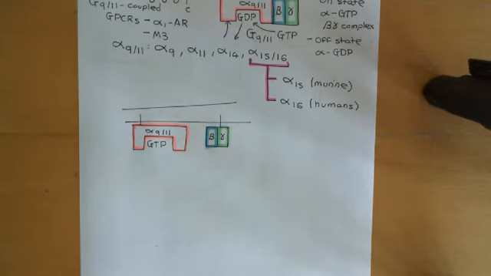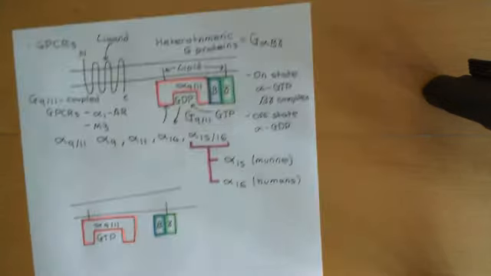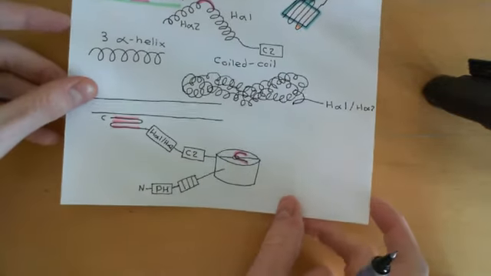So we've now got this activated alpha Q/11 subunit with GTP bound. What can it now do? Well, it can go and activate phospholipase C beta family enzymes. Basically, it activates phospholipase C beta enzymes that are already attached to the underside of the phospholipid bilayer.